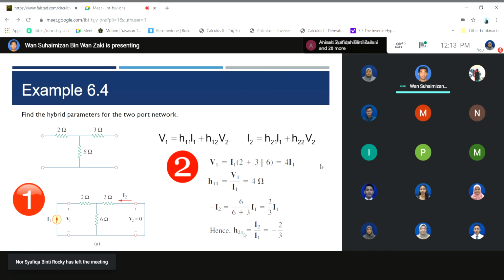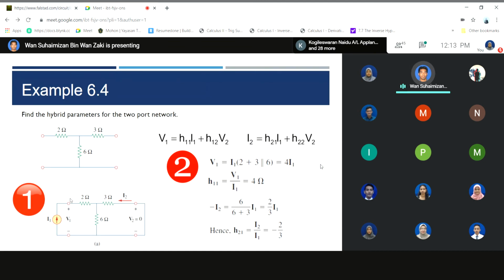Next, you need to determine H21, which is based on the ratio I2 over I1. If you set V2 equals to 0, you get H21 equals I2 over I1, so you need to determine the ratio I2 over I1. This is I2. The direction of I2 will be like this, because you cannot change the direction of I1, I2, V1, and V2 for the two-port network, right?